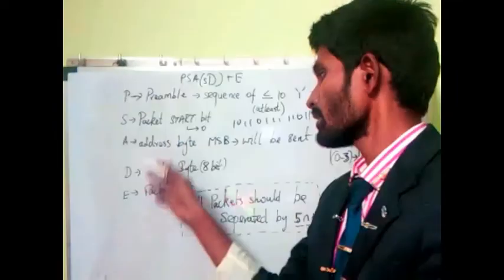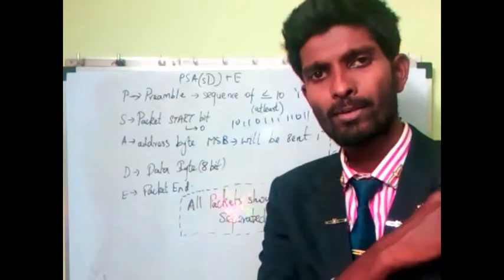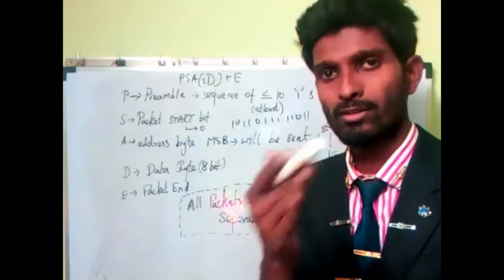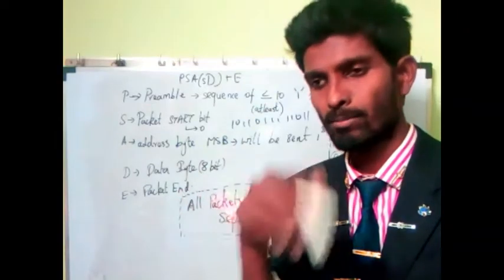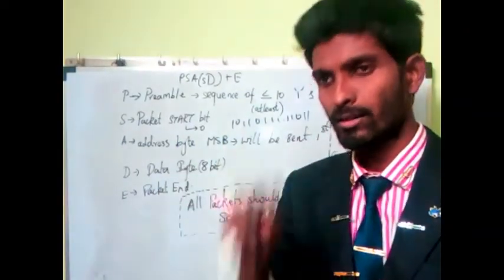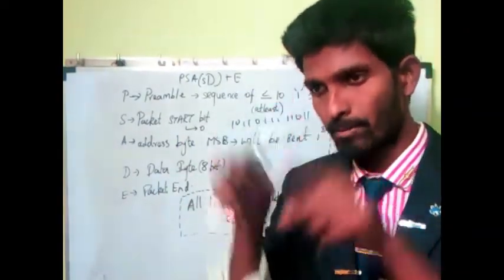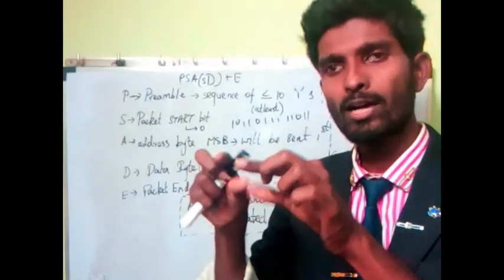And then D. Everybody knows, since we have seen microprocessors, that D represents the data. Data means the 8-bit instruction. So inside a packet, after the preamble, the D will be available. In the D, whatever you want.